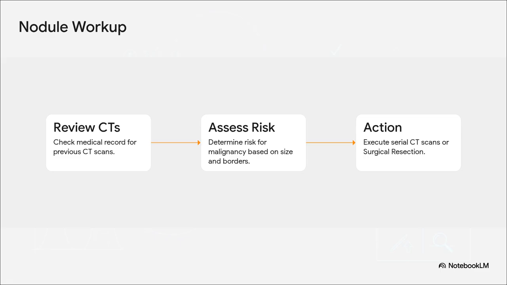Now, if prior imaging is completely unavailable and the patient has high-risk features, like an extensive smoking history, advanced age, or a spiculated mass, then, and only then, do you strictly mandate surgical resection.